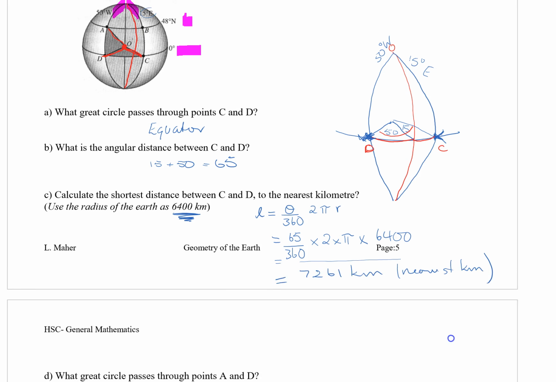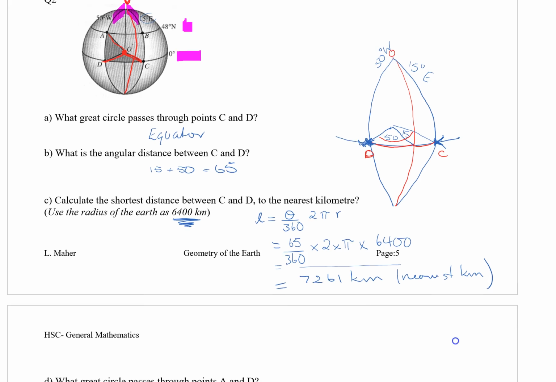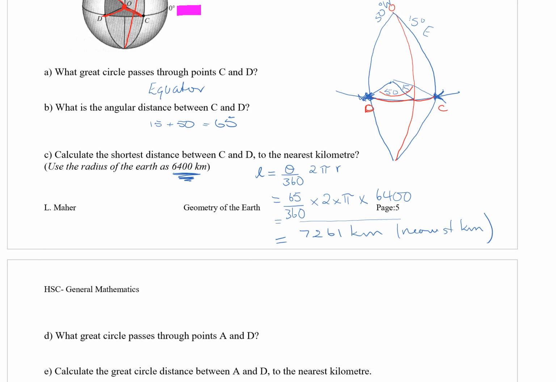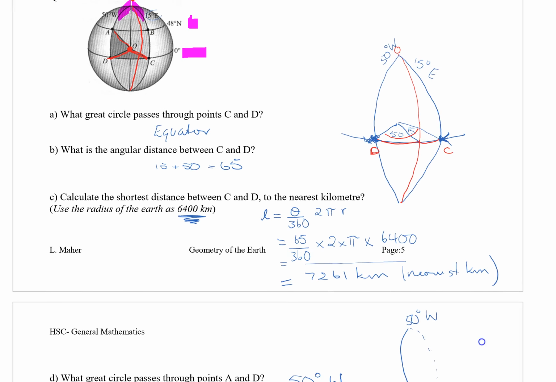What great circle now passes through A and D? Well, that one's called 50 degrees west. It's a meridian of longitude, and it was called 50 degrees west. It makes a great circle with its partnering great circle, which is going around the back, which is obviously not called 50 degrees west, but it does join up with another circle around there. Calculate the great circle distance between A and D.